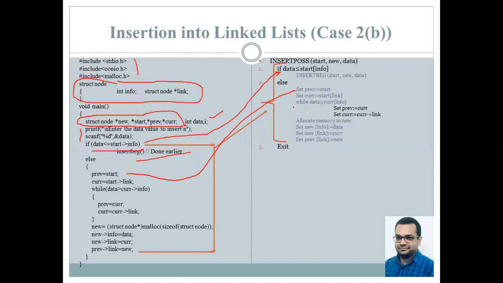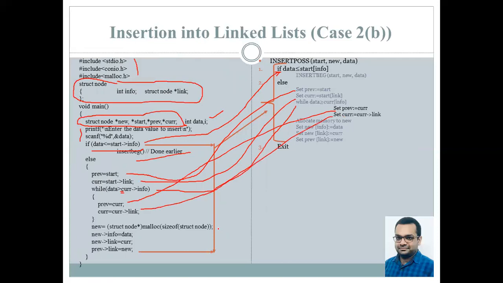Previous will get the value of start, current gets the value of start link, and we compare over here in the while loop. As long as data value is greater than or equal to current info, then previous gets the value of current and current gets the value of current link.